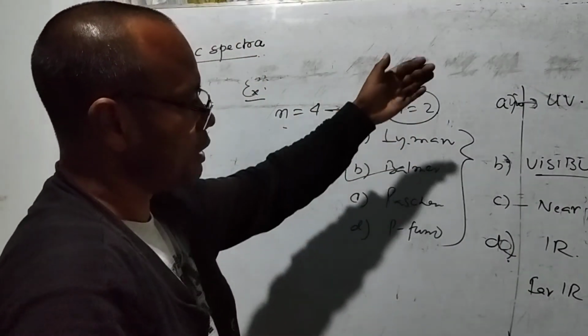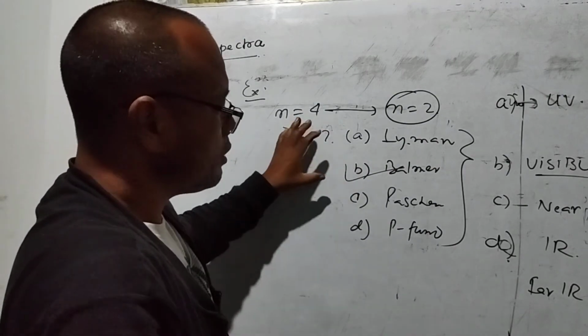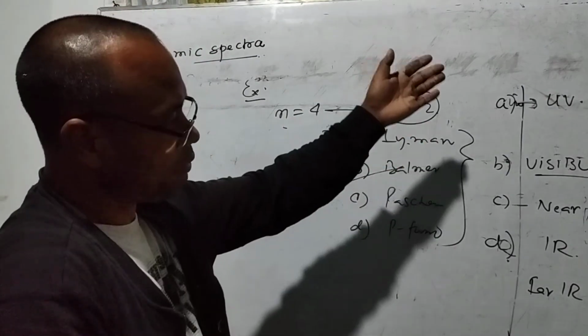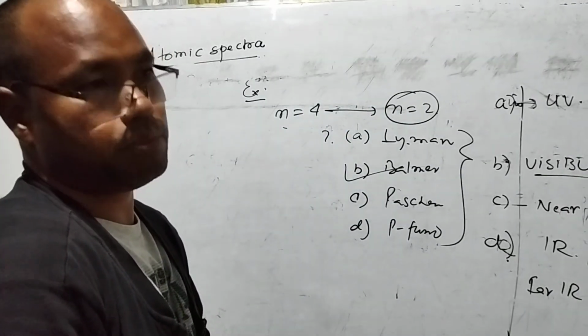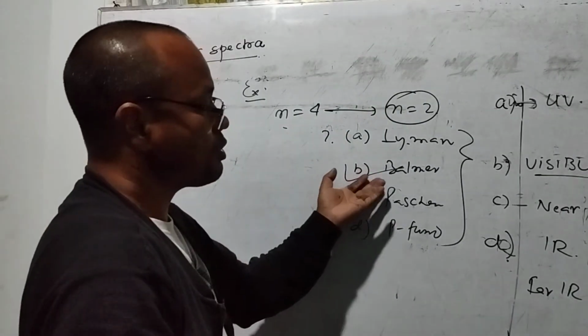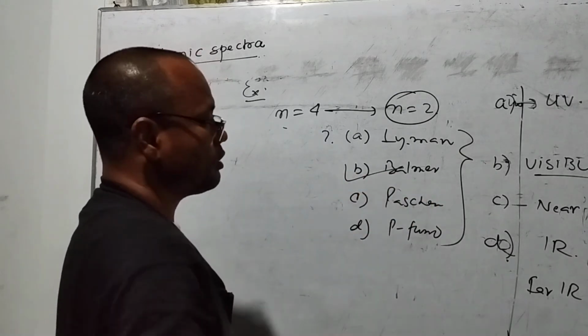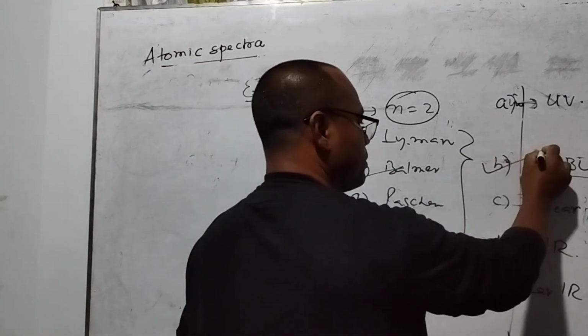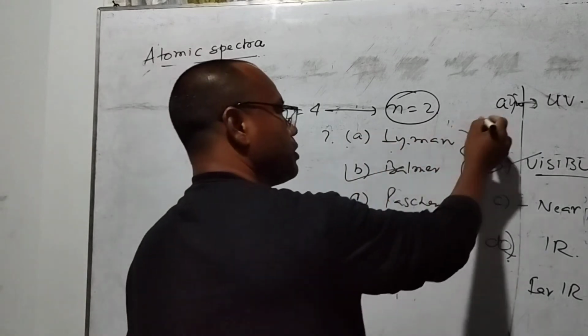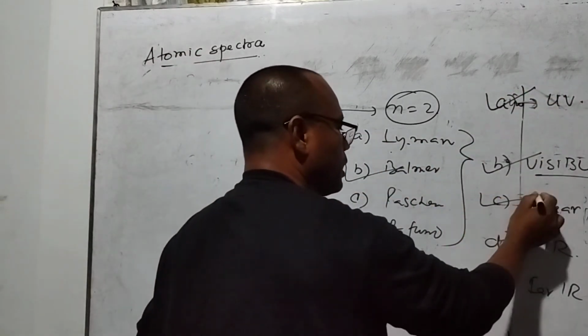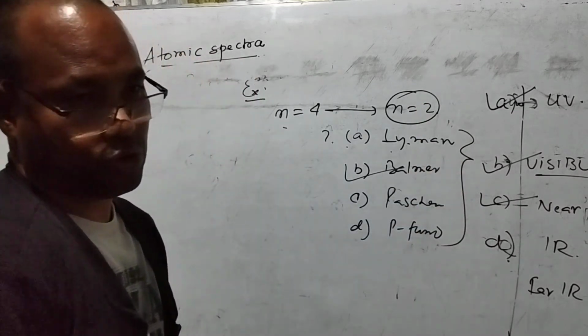By giving these options, they may ask which of the following frequencies belongs to the Balmer series, or which of the following frequencies corresponds to the Balmer series. For the Balmer series it should be visible. If they ask about the Lyman series, it should be UV. For the Paschen series it should be near infrared. So these are the common questions.